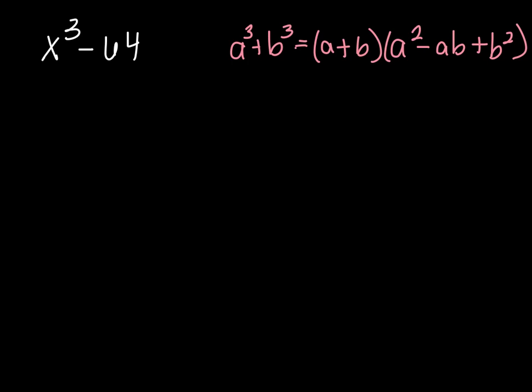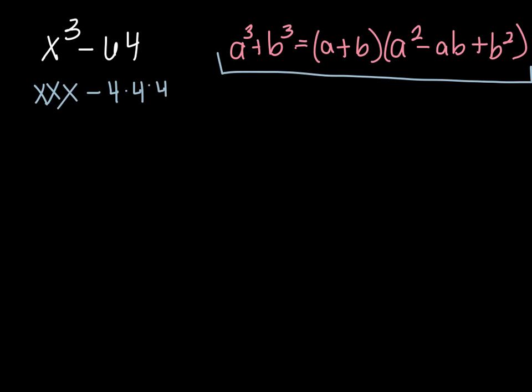The difference of cubes. Now, when it comes to cubes, the sign in between can be positive or negative. So let's break this down. This is x, there's 3 of them. 4 times 4 times 4 would be 64. So here's the formula that we're going to use.